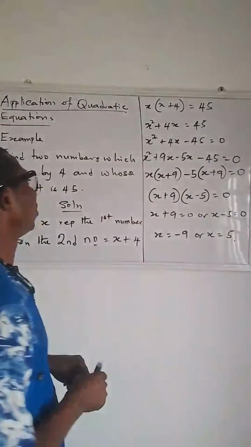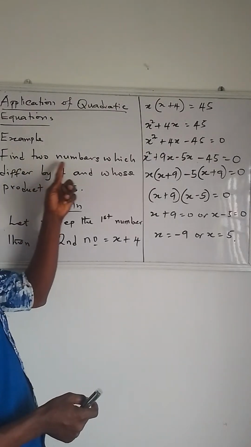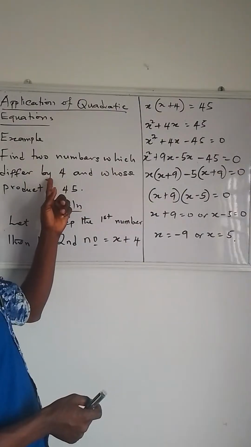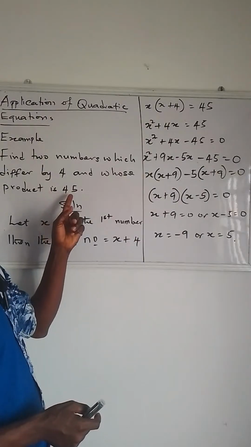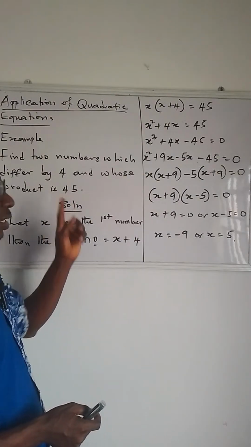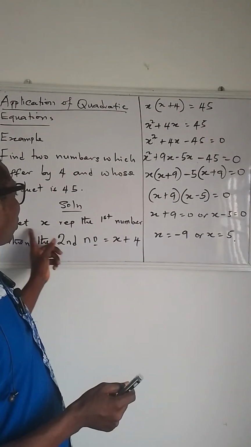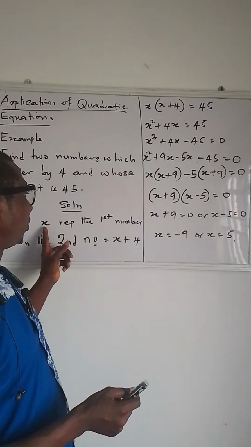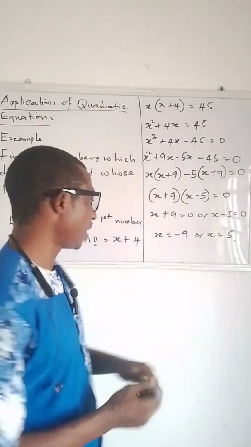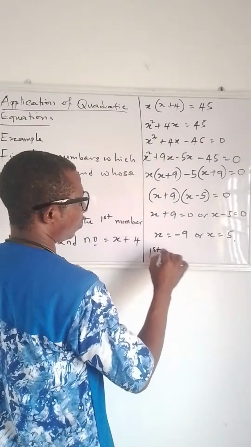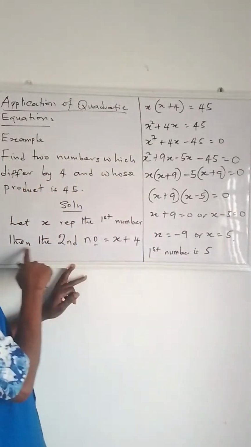Okay, so now let's come back to the question. The question says, find two numbers which differ by 4 and whose product is 45. We said let the first number be x. So that means we are picking x equals 5. So the first number is 5.